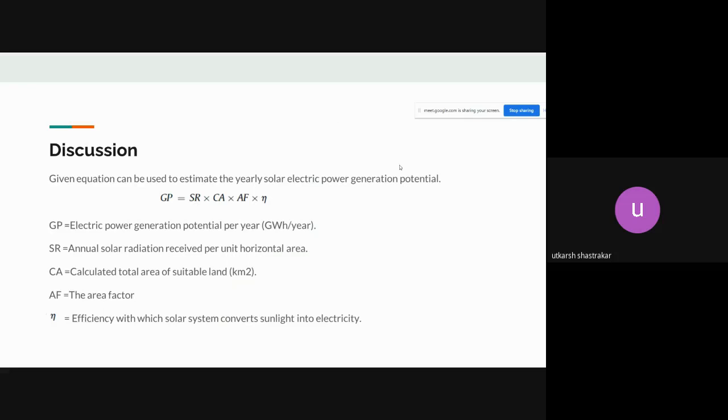For example, CSP technologies are highly efficient compared to the conventional photovoltaic cells. SR will be the annual solar radiation, the first map which we have discussed. Second is the suitable land, which is based on the slope and terrain, and the area factor is the accessibility factor compared to the road infrastructure in Oman.